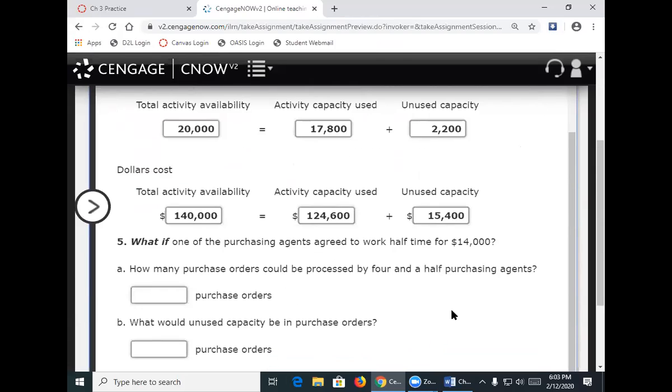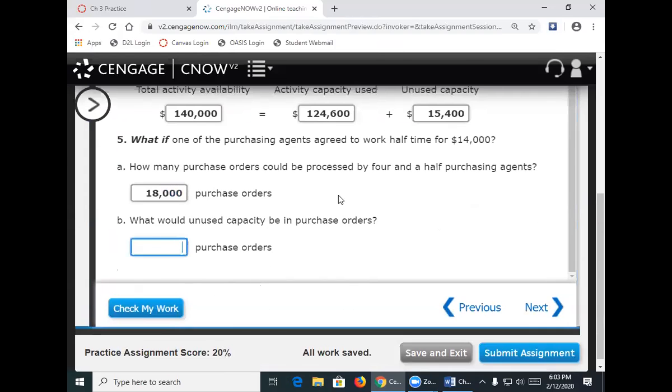So it says, what if one of the purchasing agents agreed to work half-time for 14,000? How many purchase orders could be processed by 4.5 purchasing units? Or agents, sorry. 18,000, good. So we took 4.5 times 4,000 POs per person, and we could then process 18,000 purchase orders. What would our unused capacity then be? 200. Good.